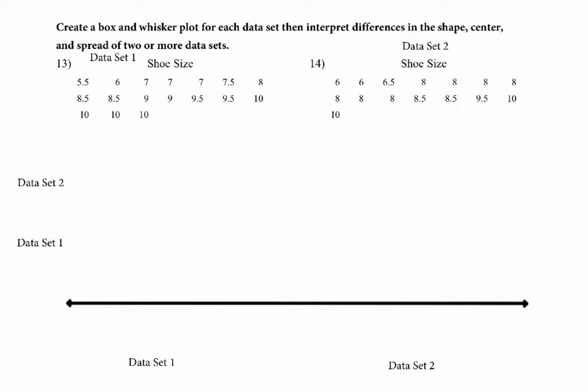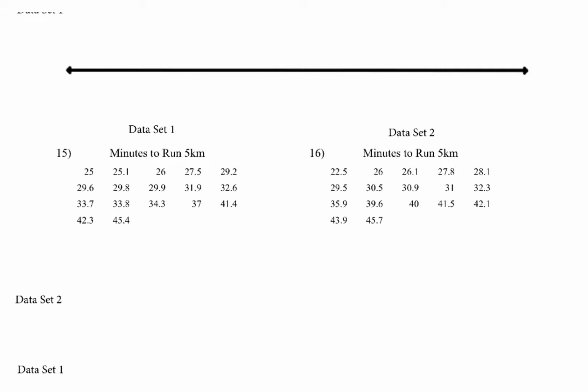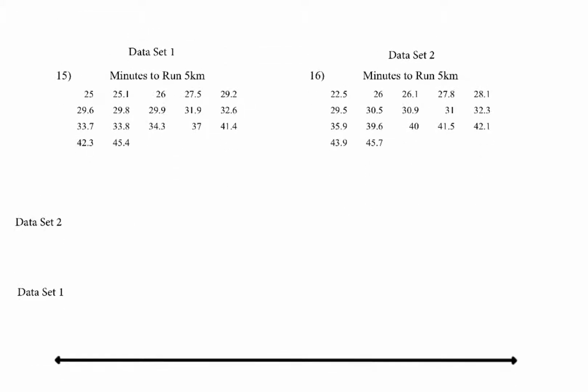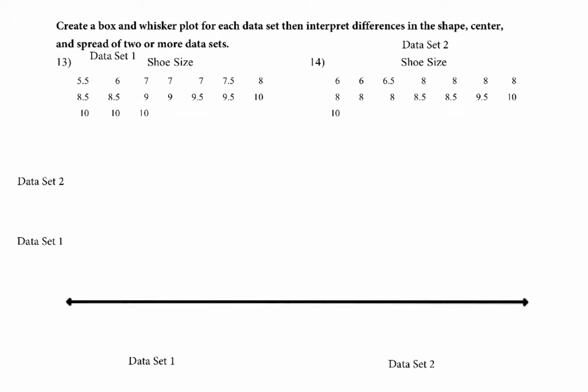Now let's do a box and whisker, just a box plot, on these ones. What we're going to do here is kind of the same thing. We're going to take 2 of these and do them on the calculator. I'm going to do 15 and 16 on the calculator, and we'll show you a cool way that we can use the calculator for those ones. But let's take a look at these ones first.